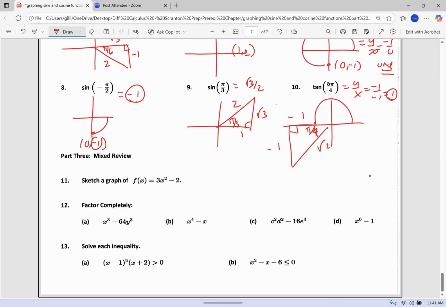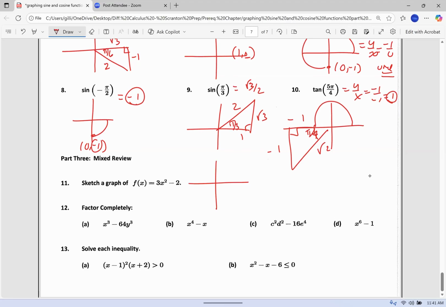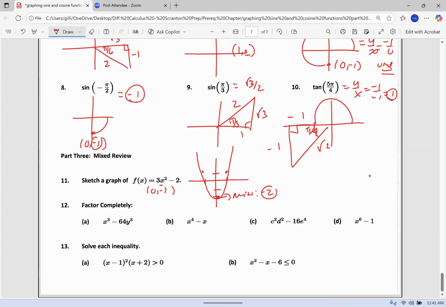Sketch a graph of the function. The vertex here, guys, is 0, -2. And when x is 1, y is 1. And when x is -1, y is 1. And I also have my minimum value there because it's concave up. The minimum is -2.